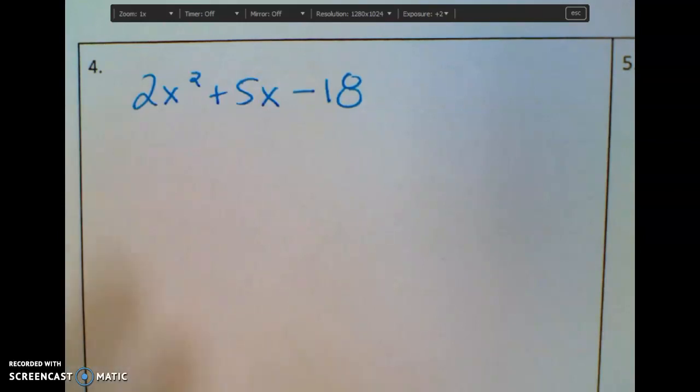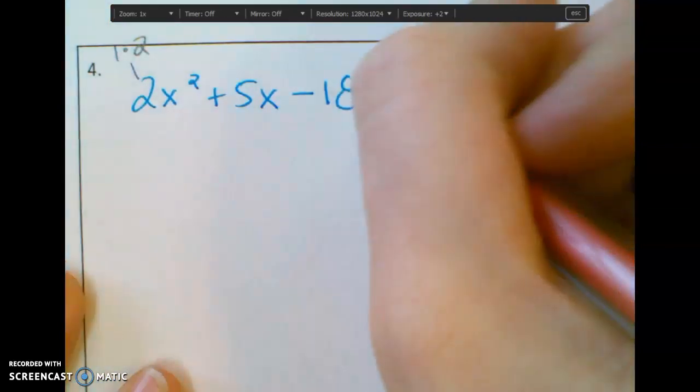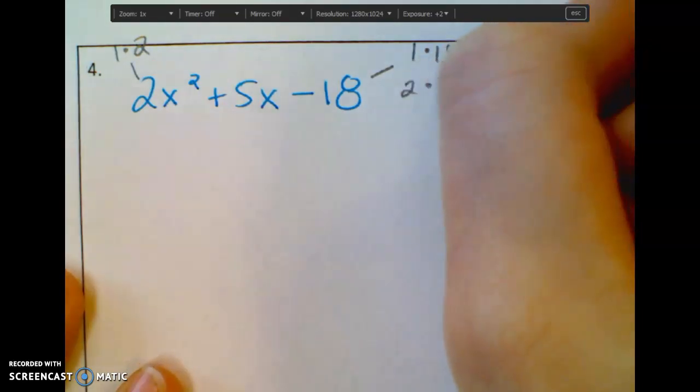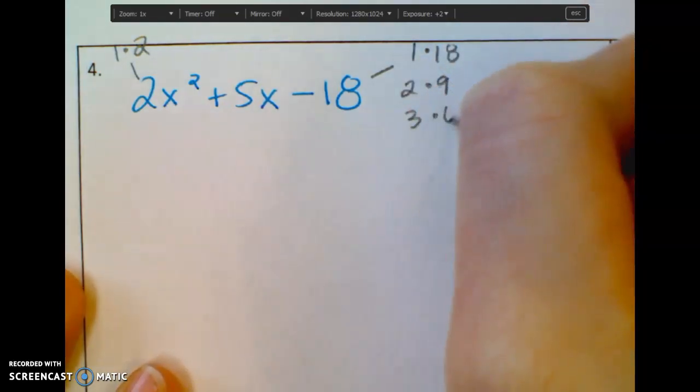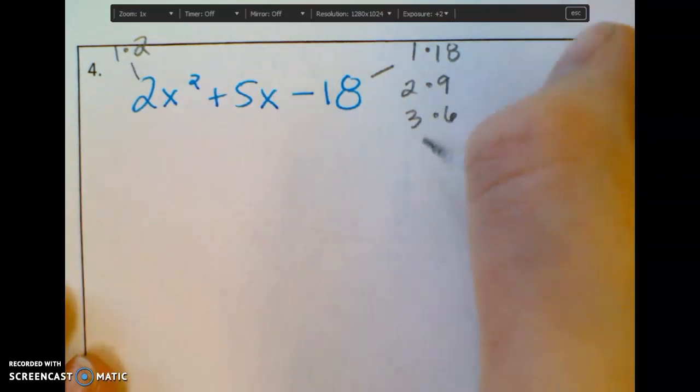All right, first thing we always try is GCF. There is no GCF here, so let's do our factors. The factors of 2 are 1 and 2. 18, we've got 1 and 18. We have 2 and 9. We have 3 and 6. Does 4 go into 18? No. Does 5? No. So now we've looped back around to 6.